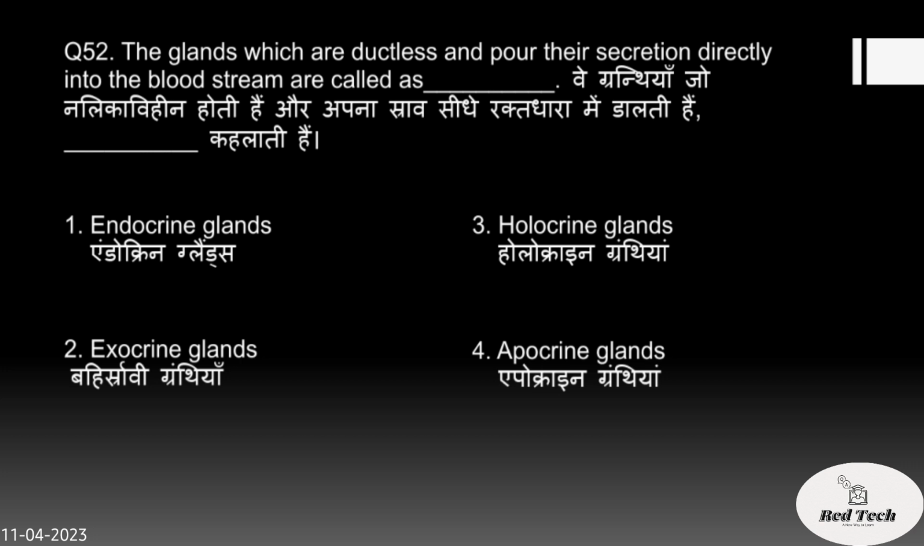Question number 52. The glands which are ductless and pour their secretion directly into the bloodstream are called. So which glands basically pour their secretion directly into the bloodstream, that we have to tell in this question. So option 1 is endocrine glands, option second is exocrine glands, option third is holocrine glands, and option 4 is apocrine glands.